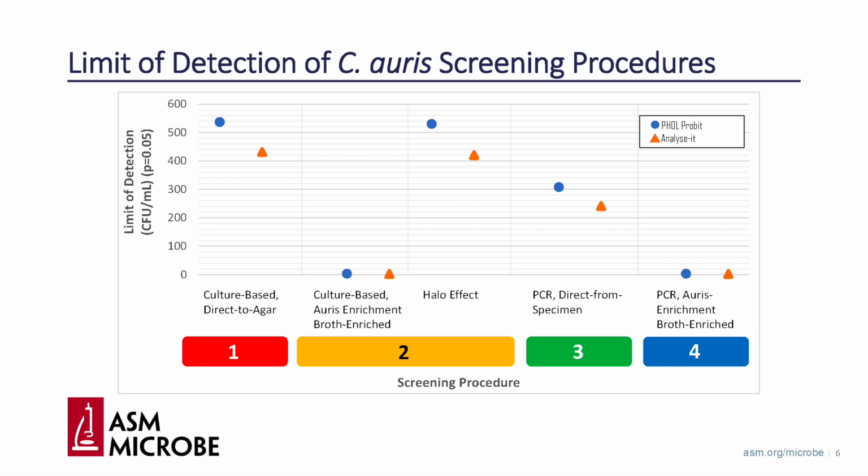For the PCR screening procedures, PCR from broth-enriched specimens was on average 100 times more sensitive than direct PCR. Notably, culture-based broth-enriched methods had the same sensitivity as PCR from broth-enriched cultures. Direct PCR was then the second most sensitive method, being nearly 2 times more sensitive than direct-to-agar. And finally, direct-to-agar was the least sensitive method.